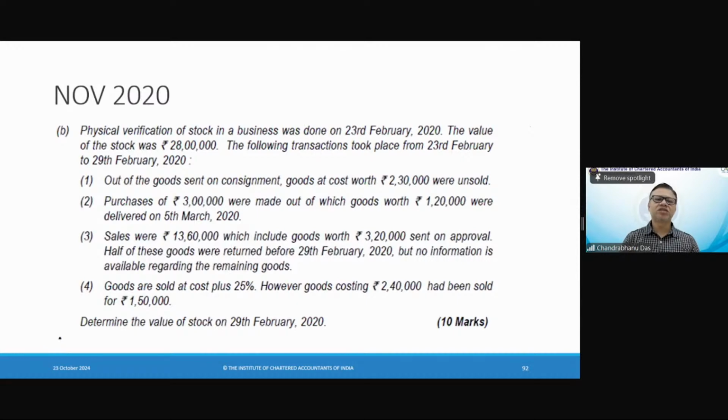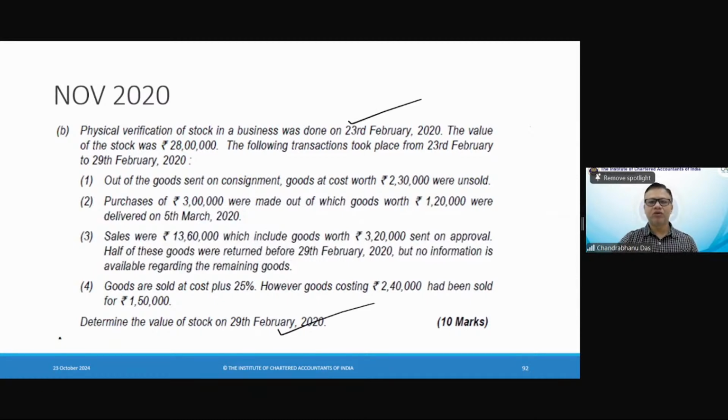Now, this is a question from November 2020. It is of 10 marks. Here, a physical verification of the stock was done on 23rd February 2022. The value of stock was found to be 28 lakhs. And the following transactions took place from 23rd to 29th February.